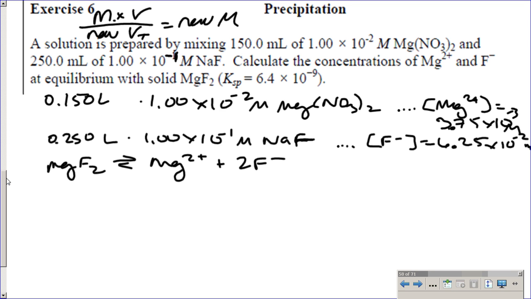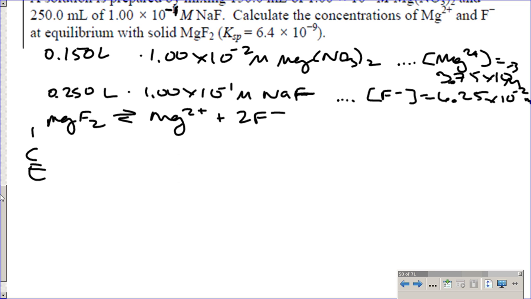So if it wants the new equilibrium concentrations, we have to actually set up an icebox for real this time. What they've just given us are initial concentrations of magnesium and fluoride. And this is one where we're going to have to talk about Q and K again in a second. So magnesium is 3.75 times 10 to the negative 3, and fluoride is 6.25 times 10 to the negative 2 molar. Your icebox is a little funky because you already have values in here.